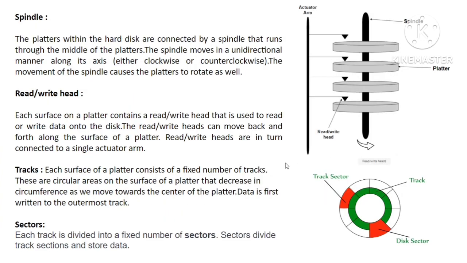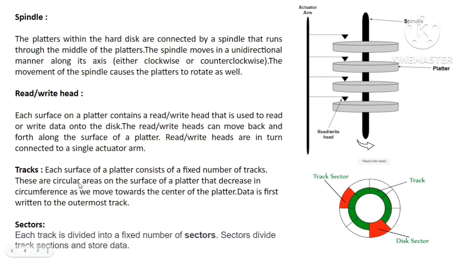Next one is the tracks. What is a track? These concentric circles are known as the tracks. This green shaded portion is known as the track, and the small portion of that track is known as the sector, where we have to store our data.